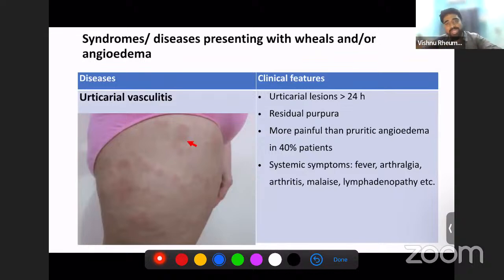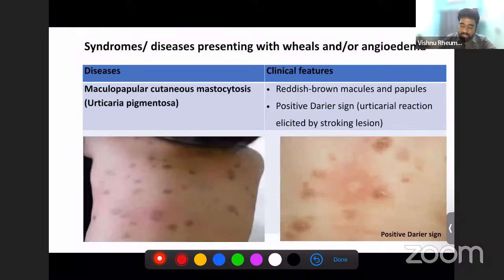Then we quickly go through some possible differentials or syndromes that are presenting with wheals or angioedema. So urticarial vasculitis is something that presents. This is with an associated underlying vasculitis. It is more painful compared to just pruritic angioedema, and there will be associated systemic features like fever, arthralgias, something that can happen in a primary systemic vasculitis, and also there will be residual purpura and long-lasting lesions. And this is something that is there as a chapter in your Harrison's in your immunology, that is your urticaria pigmentosa or mastocytosis.